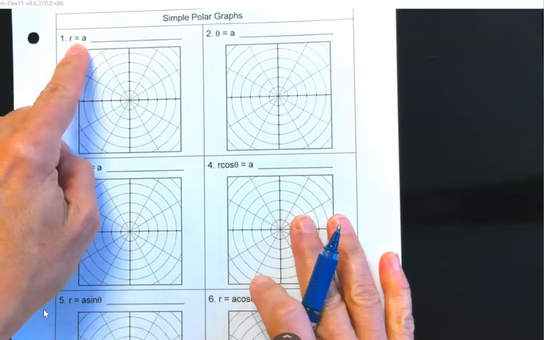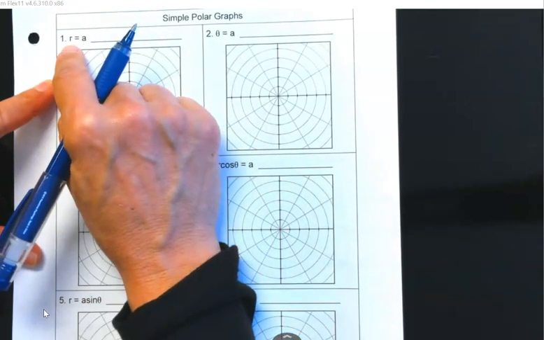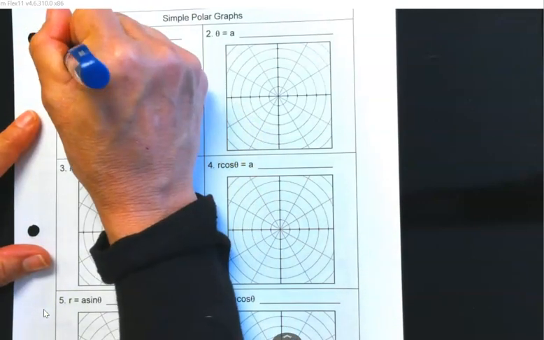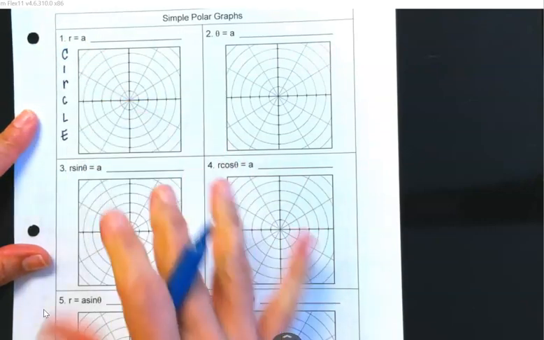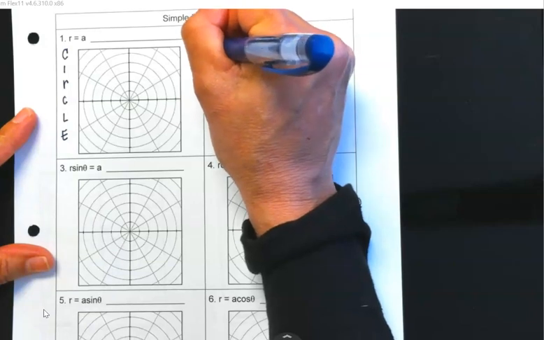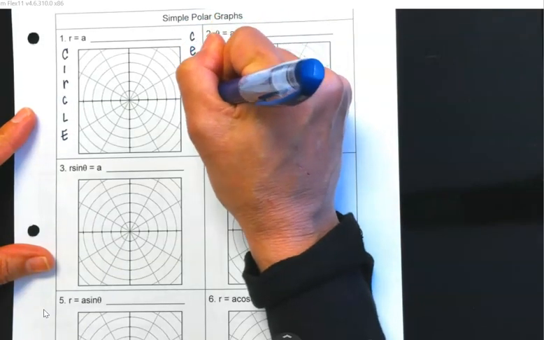So this r equals a. This is going to be a circle. Anytime you have just r equals a number, it's just a circle. So I'm going to write circle right here, and I'm also going to write that it has a center at the pole.